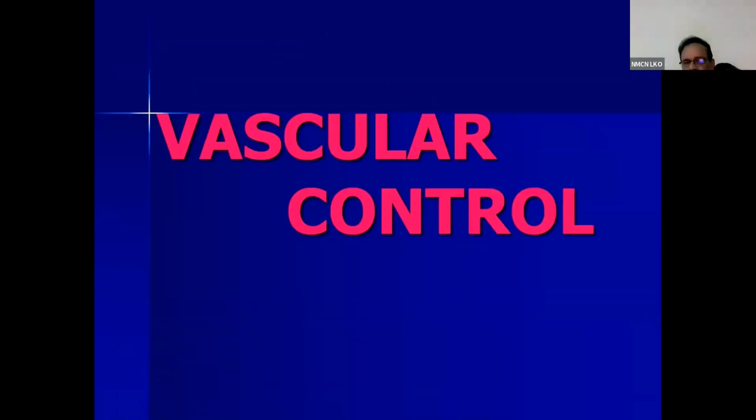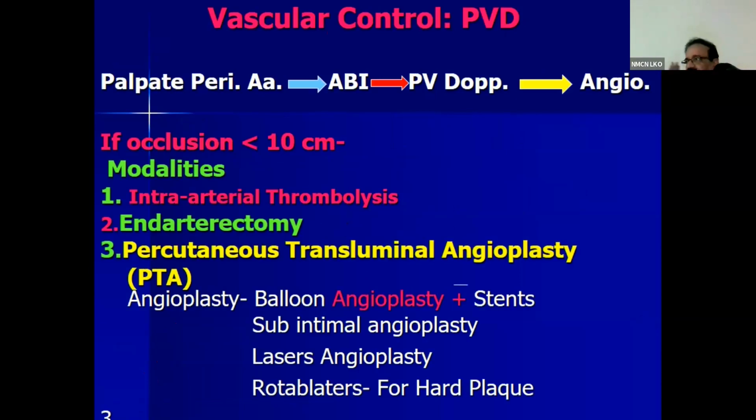Now comes the vascular control. As I told in my last lecture, whenever you see a diabetic foot ulcer patient, always try to palpate all the peripheral vessels. If 2 or more arteries are not palpable, then go for ankle brachial index. If it is less than 0.9, go for the peripheral vascular Doppler. If there is abnormality, then go for the angiography.